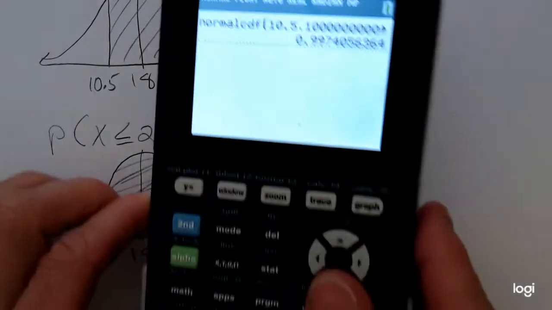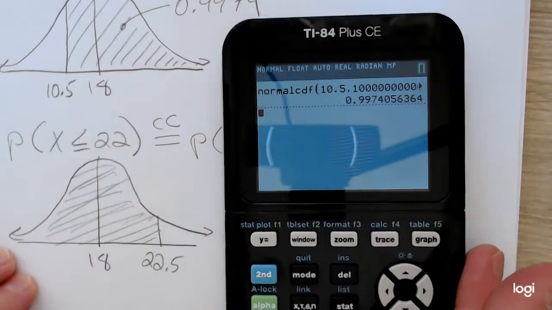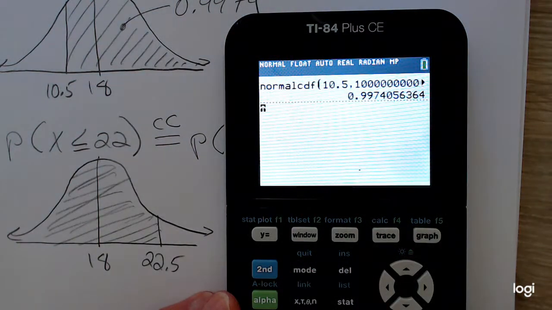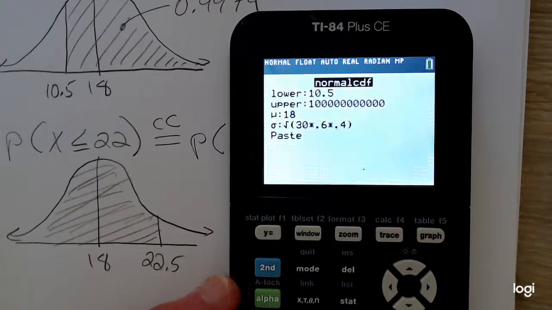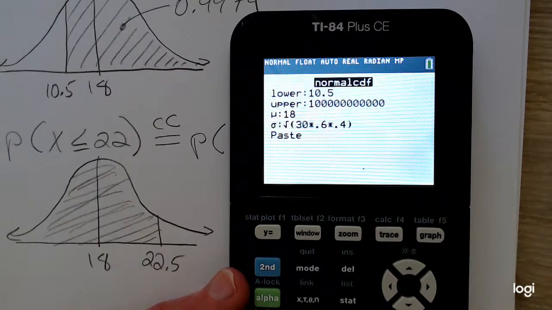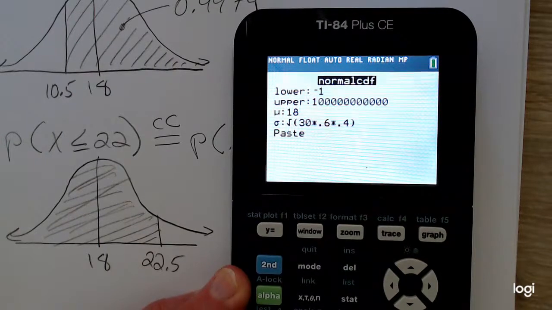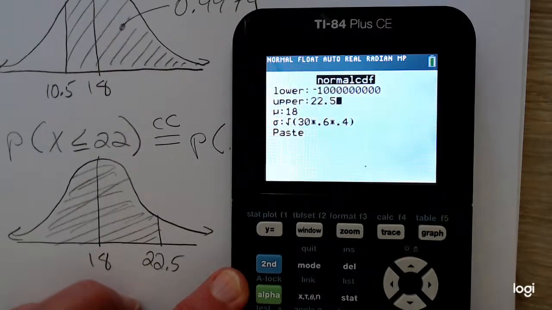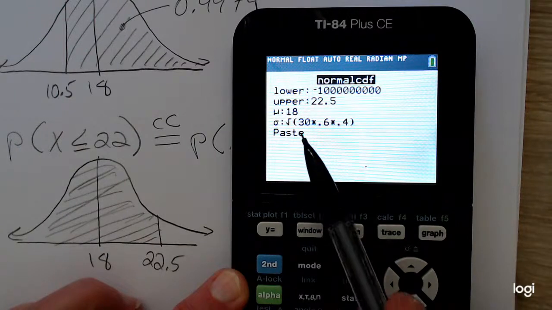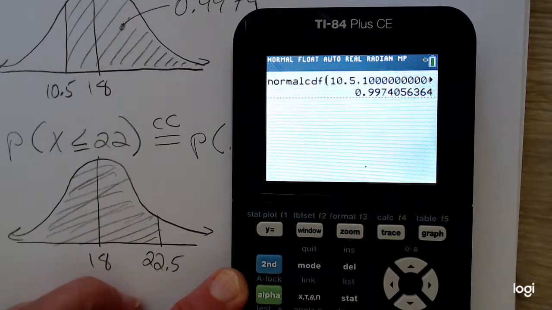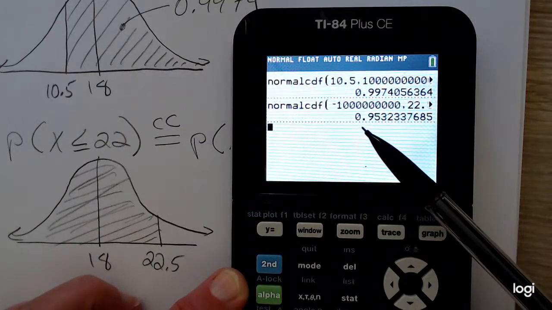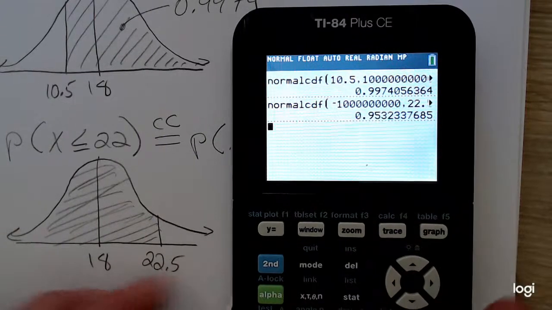Going back to my calculator and going back to the distribution, the normal distribution. Selecting option 2. My lower bound now is going to be -1 with a bunch of zeros. My upper value is 22.5 because I'm stopping at 22.5. And I can leave mu and sigma alone. And rounding to 4 decimal places, I get 0.9532.